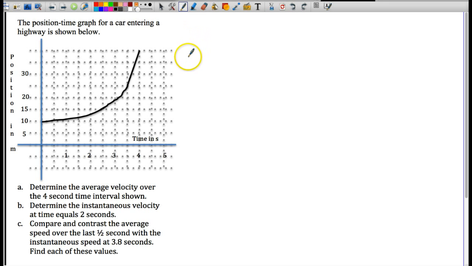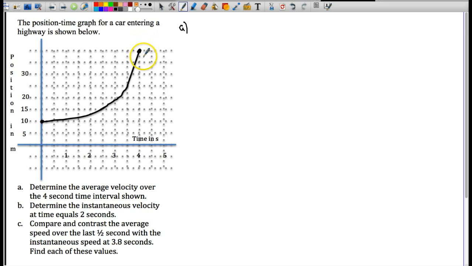So we're going to look at this problem here where we have this position versus time graph of a car. It says it's moving down the highway. And we're going to answer these three questions, and we're going to see exactly how we find the average and instantaneous. So in part A, they ask us to determine the average velocity over the 4-second time interval. So we're talking from the point right here to this point right up here.